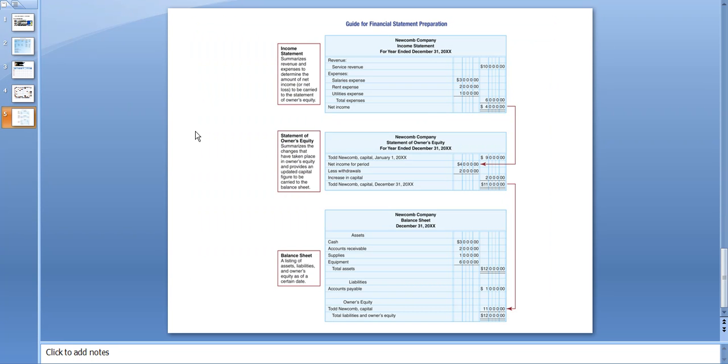So here are our financial statements for Newcomb Company, and there's three that we're going to look at. The income statement, which is first, statement of owner's equity, and then finally the balance sheet. And what we'll see is how these flow into each other.